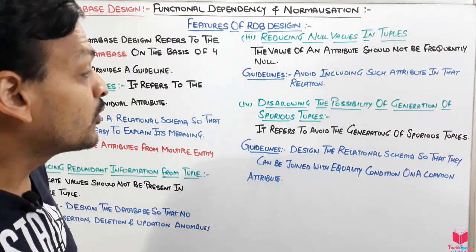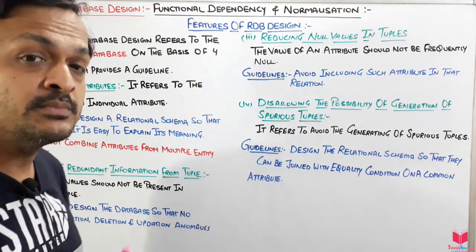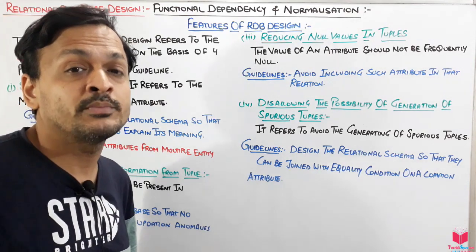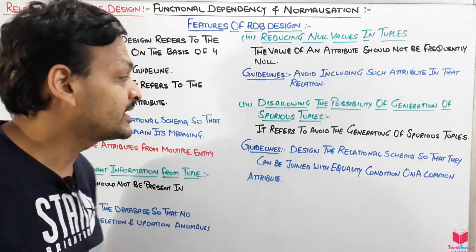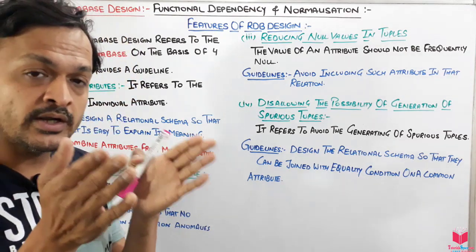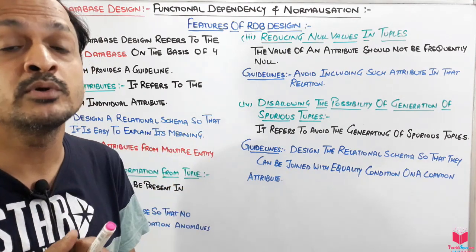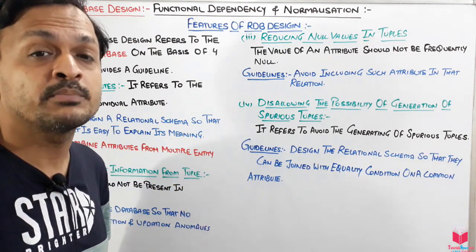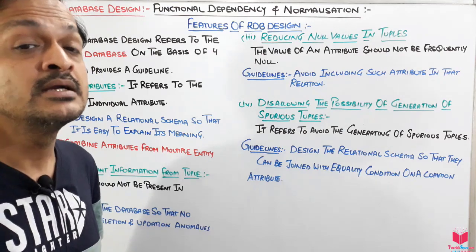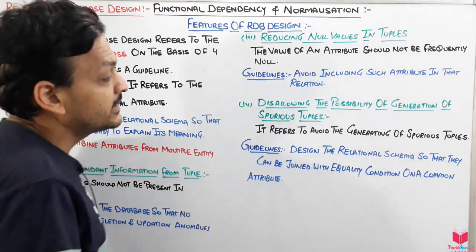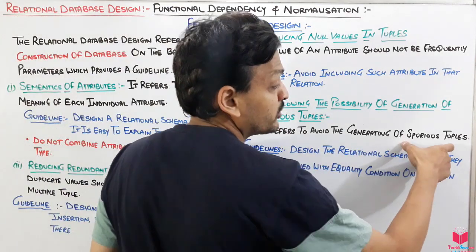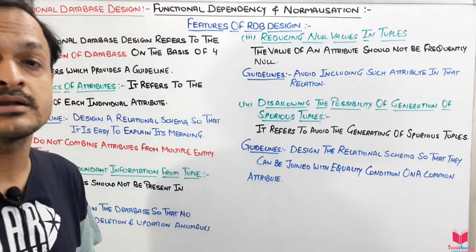Fourth is disallowing the possibility of generating spurious tuples. A spurious tuple should not be created or generated frequently. That means if we try to join 2 tables, they should be joined on the basis of common attributes, so that no extra or meaningless tuples are generated. Spurious tuple means an extra tuple.